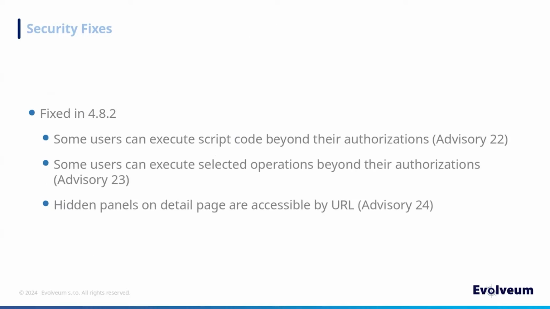Our internal code audit also showed potential vulnerabilities in REST APIs and expression execution, which prompted the release of 4.8.2. We fixed the vulnerabilities where users with access to the REST API could execute scripts before the authorizations were applied, by specially crafted MidPoint objects. We also introduced more granular REST permissions and fixed the access to hidden panels by URL manipulation.